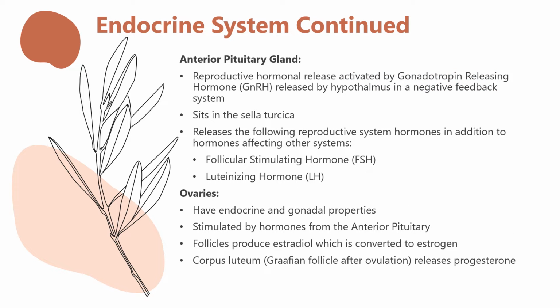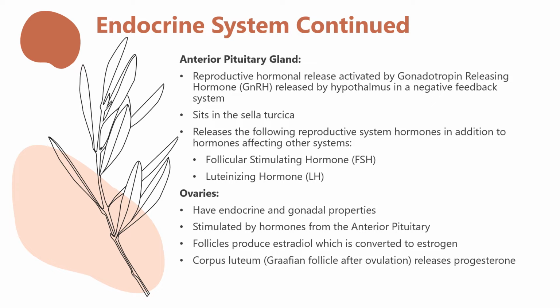Now, when that anterior pituitary gland is stimulated by the hypothalamus, it accomplishes that through the release of gonadotropin releasing hormone, or GnRH. So our hypothalamus releases GnRH through the portal system. That portal system then delivers it to the anterior pituitary, and that anterior pituitary, depending on the type of GnRH released, will then go ahead and release the follicular stimulating hormone, or the luteinizing hormone.